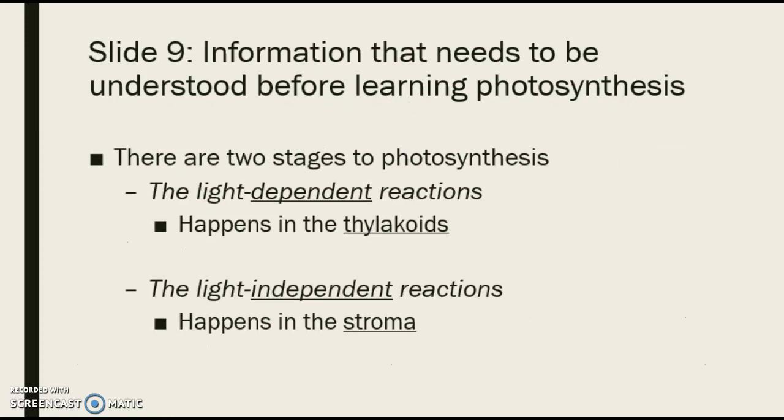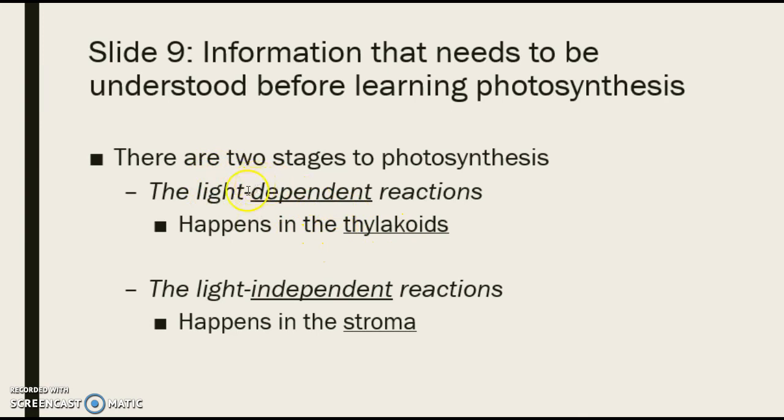Photosynthesis does not happen all at once. It happens in two different stages, the light-dependent stage and then the light-independent stage. They also happen in two different parts of the chloroplast. We previously spoke of thylakoids and the stroma. The light-dependent reactions happen inside the thylakoids, and that kind of makes sense because that's where the chlorophyll is, and that's what absorbs light.